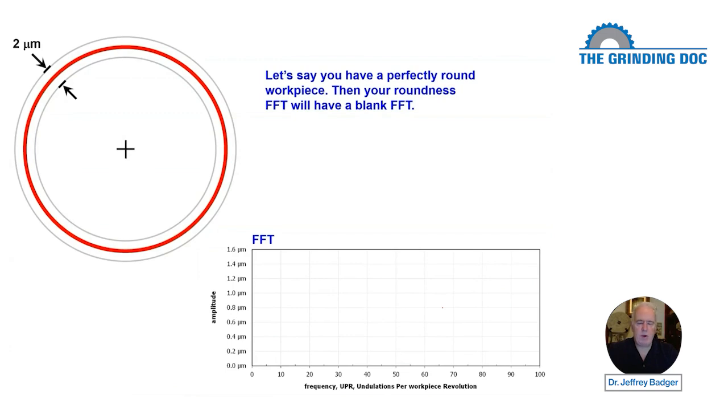Let's say you have a perfectly round workpiece. Perfect, no waves, no nothing. It is fabulously perfectly round. Your FFT, or your undulations per rev, will look like this. There will be nothing to see. Okay? So far, so good.